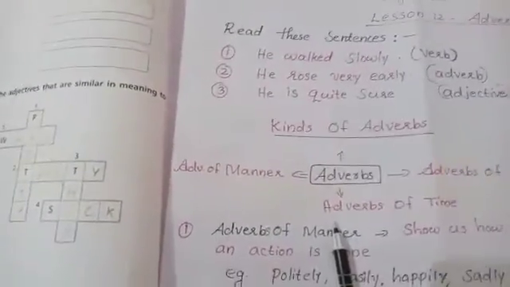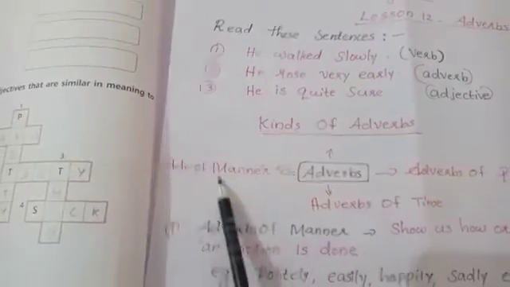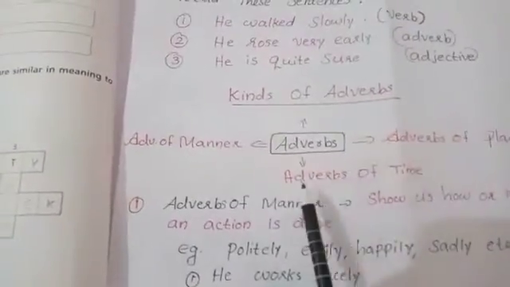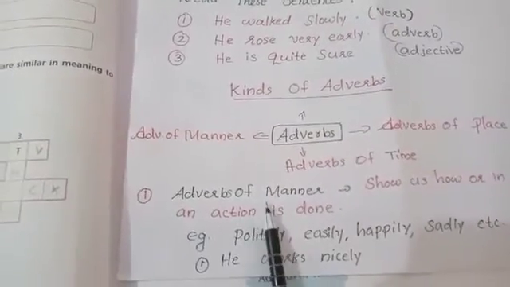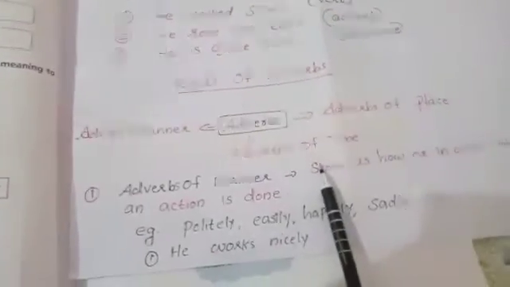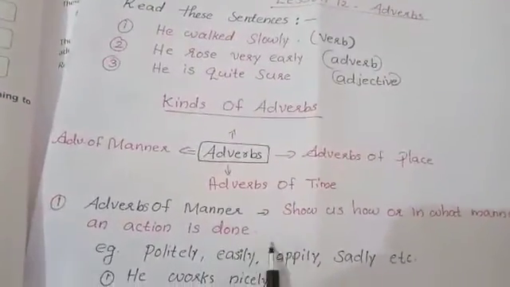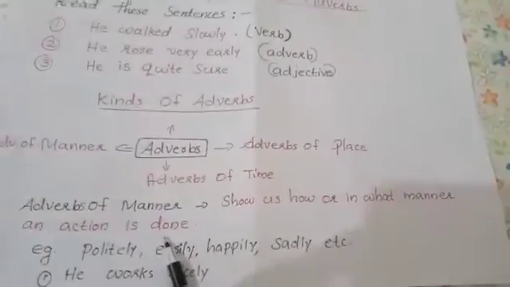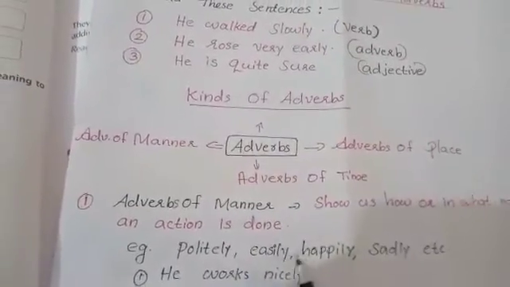Now let us learn about the kinds of adverbs. Kinds of adverbs: adverbs of manner, adverbs of place, and adverbs of time. First of all, adverbs of manner. Adverbs of manner show us how, or in what manner, an action is done. Politely, easily, happily, sadly, etc.